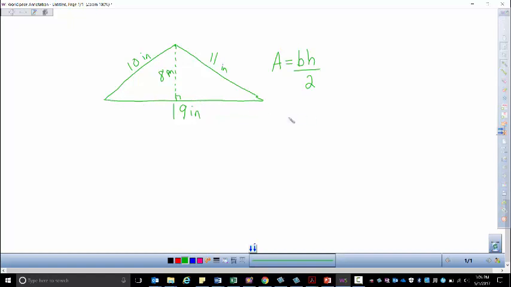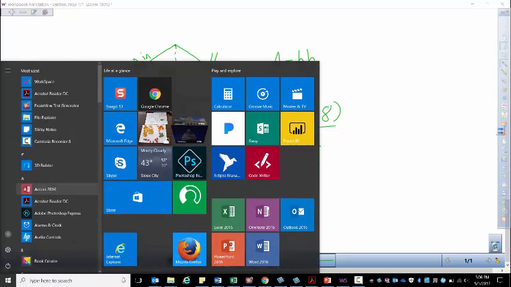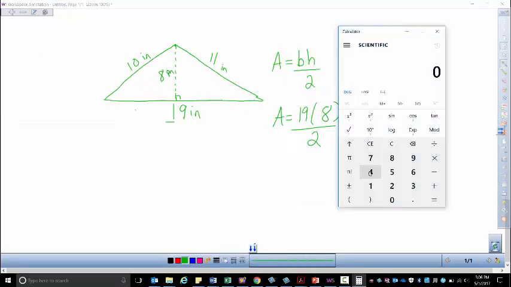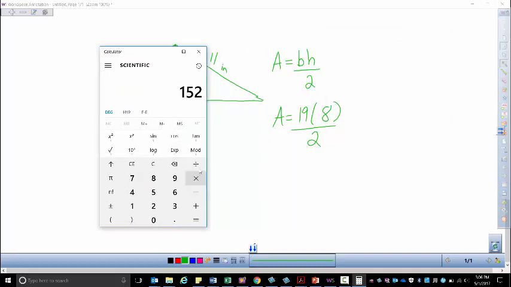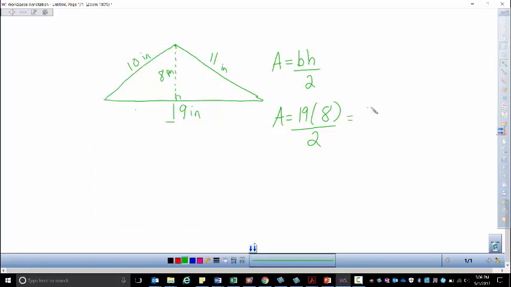So the base is 19. The height is 8. So 19 is the base. The height is always perpendicular or straight, so that's 8 divided by 2. And then we'll have to get out our calculator because I don't know that. So 19 times 8 is 152. And I divide that by 2. So I get 76. 76 squared inches. That's my area.